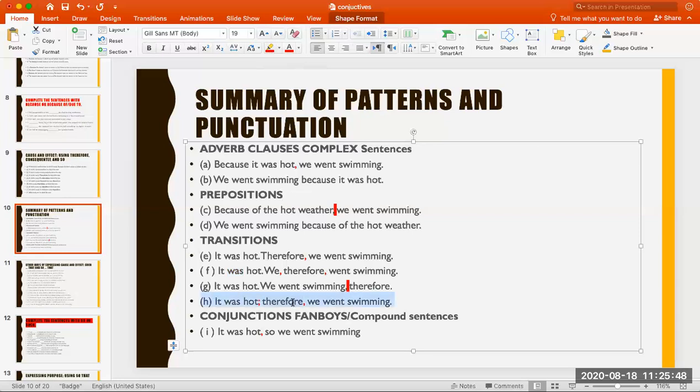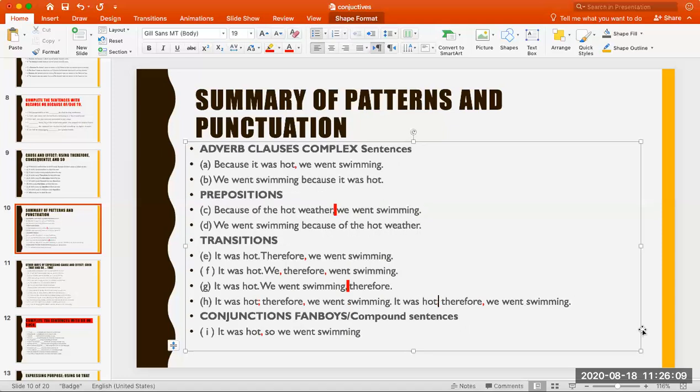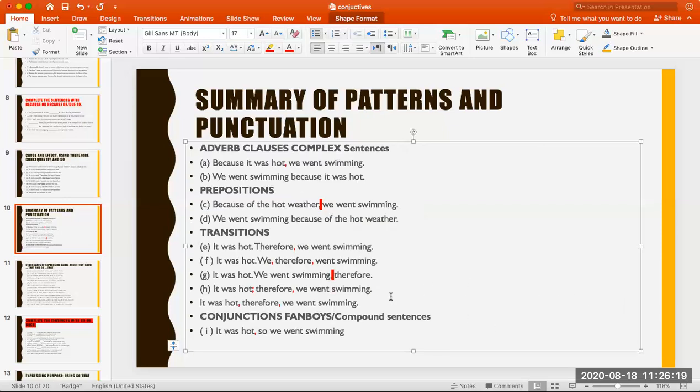Now, this sentence is compound not because of the therefore, but because we have a semicolon here. It was hot; therefore, optional comma, we went swimming. Remember, if this same sentence, you write it this way, you take out the semicolon and you add a comma, it's wrong because the comma doesn't connect and therefore isn't a subordinator or a coordinator. So I'm highlighting this as wrong.